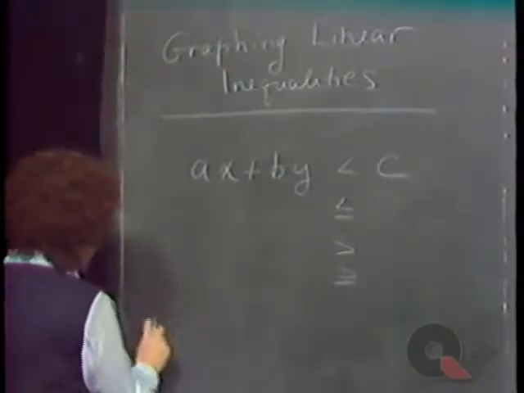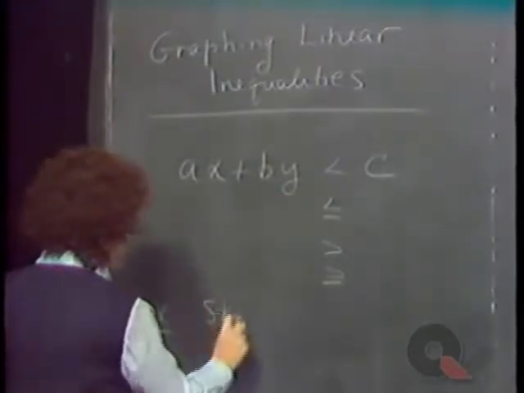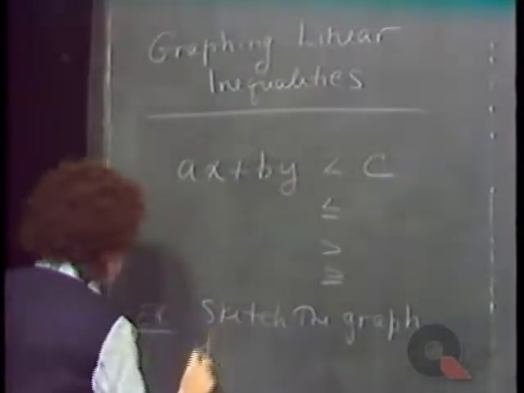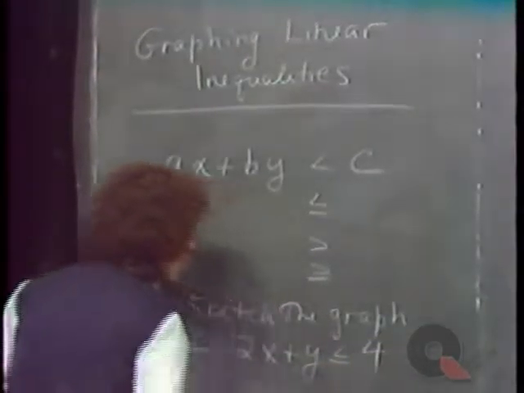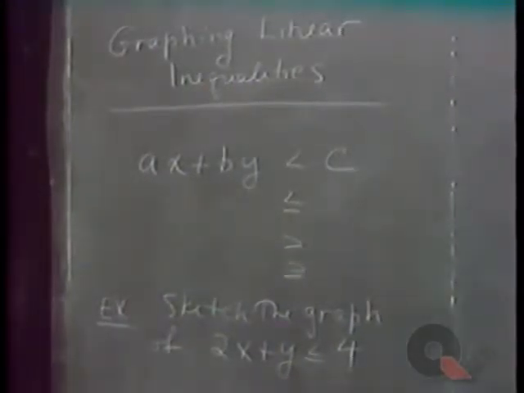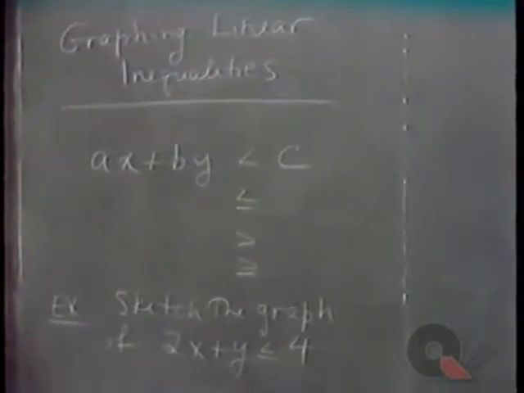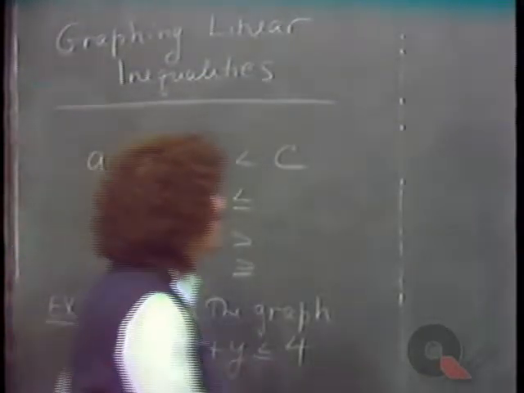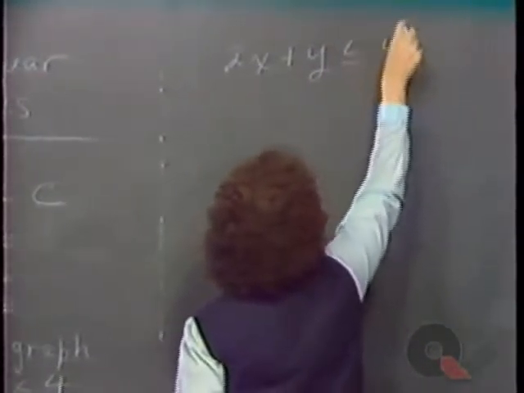Okay, for our first example, we will sketch the graph of the inequality 2x plus y is less than or equal to 4. By this I mean we would like to find the set of all points in the plane whose coordinates satisfy this inequality. To start, 2x plus y less than or equal to 4.